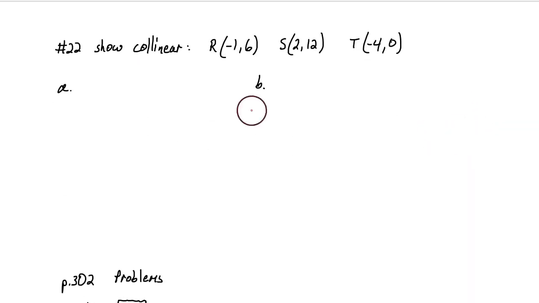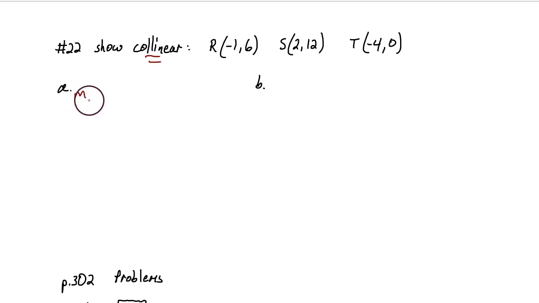For number 22, we're given 3 dots, and without graphing them, we're asked to show that they're collinear, that they would line up in a straight line. For question A, we're asked to use slopes. If the dots are collinear, then the slopes between any 2 of them will be constant.